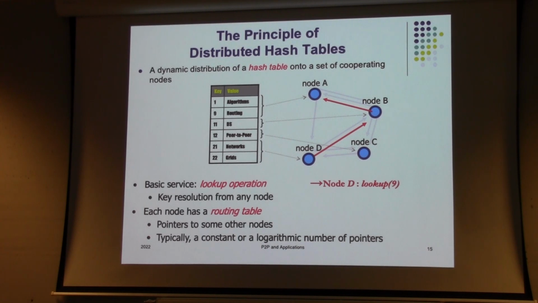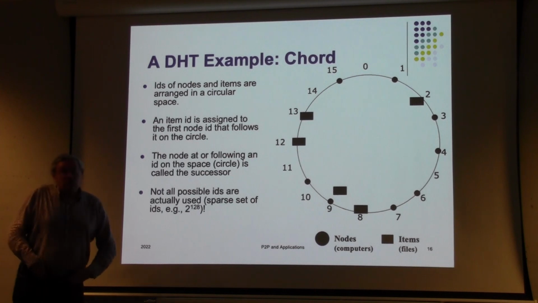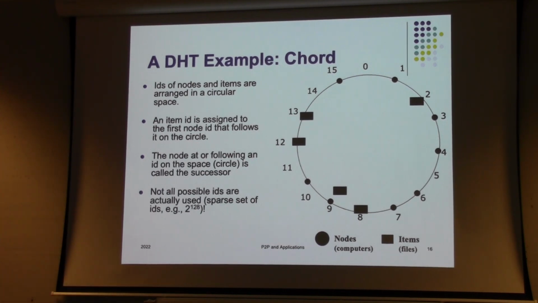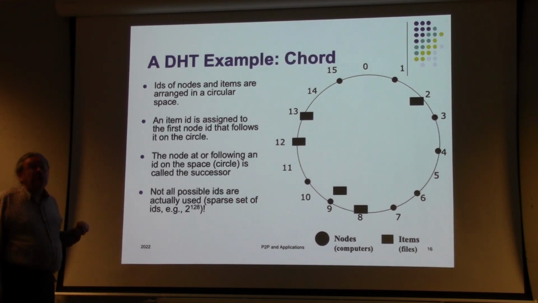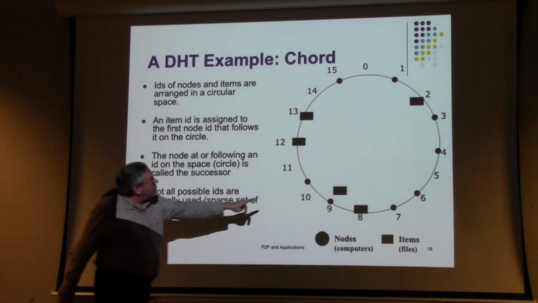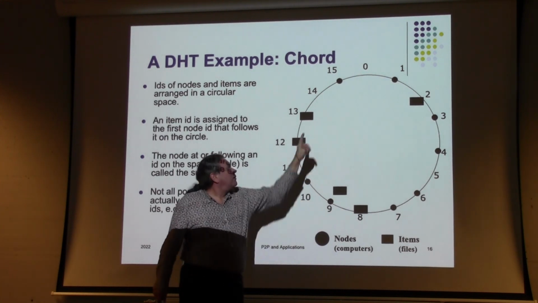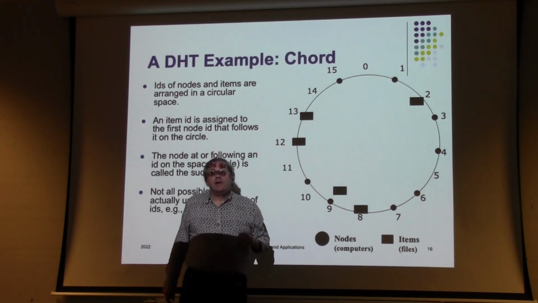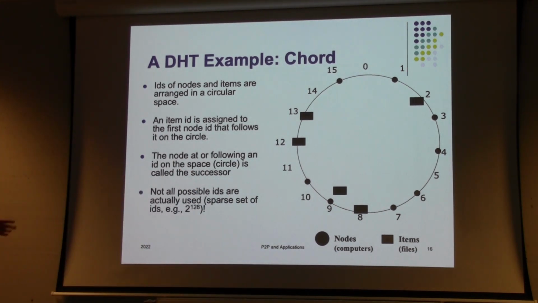Well, the Chord system gives a solution, and this was a really nice solution, and this solution has inspired many, many systems after. So this was kind of the first real system. The IDs, you arrange them in a ring. So here we have a ring from 0, 1, 2, all the way up to 15. So you see it's 4 bits. Simplified. Usually it would be like 128 bits and very sparse.